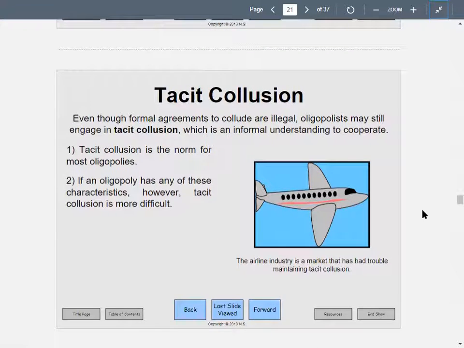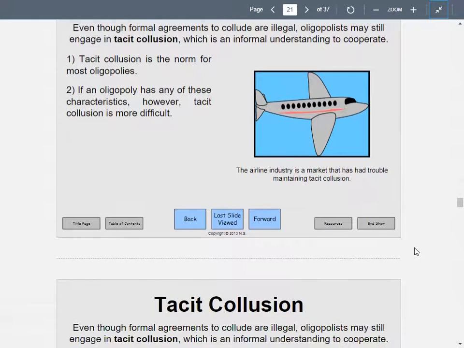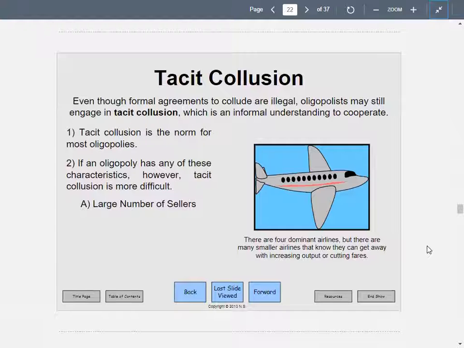If an oligopoly has any of these characteristics, however, tacit collusion is a little bit more difficult. For example, the airline industry is a market that has had trouble maintaining tacit collusion. So if they have a large number of sellers, it makes it kind of hard. Also makes it not an oligopoly.